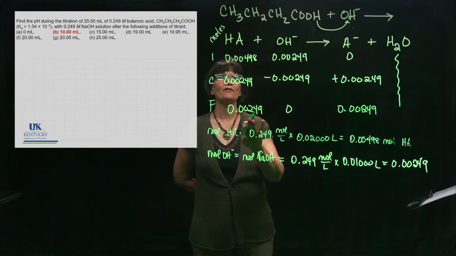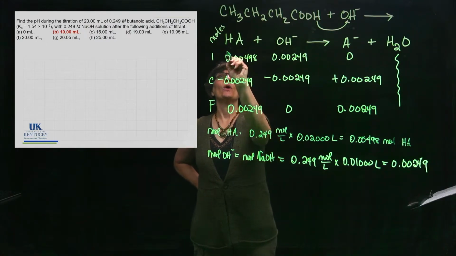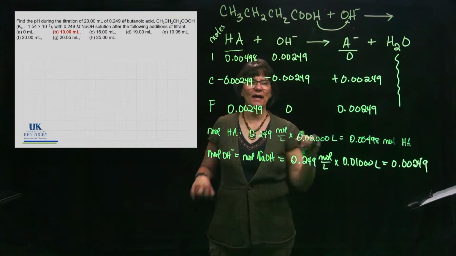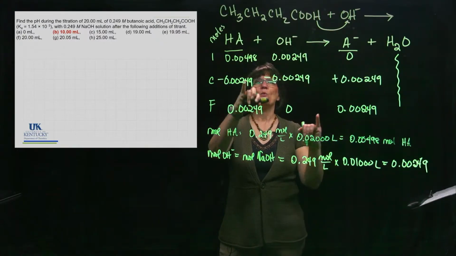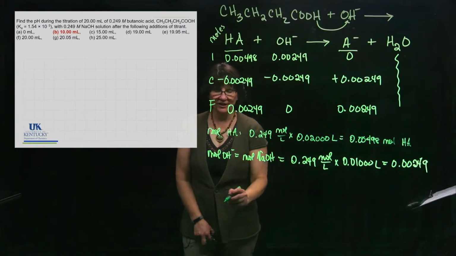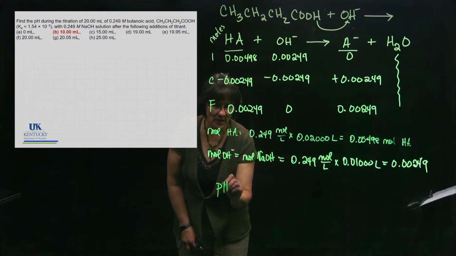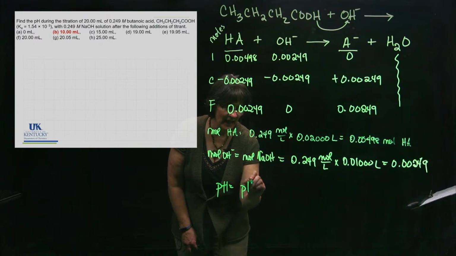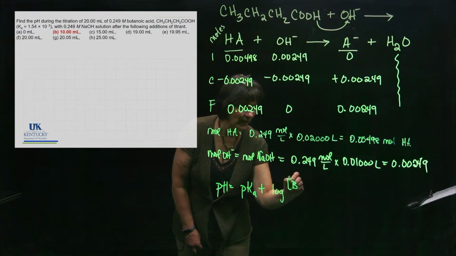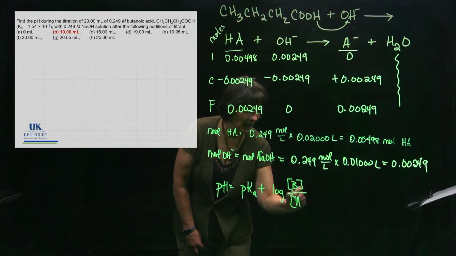I examine my F line and say, what do I have here? Well, I have a weak acid, and I have its conjugate base present in solution. A weak acid and its conjugate base is a buffer, and buffers get to use the Henderson-Hasselbalch equation. pH equals pKa plus the log of the concentration of the base over the concentration of the acid.